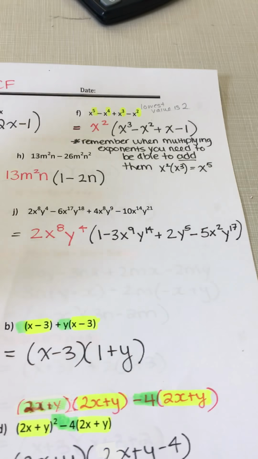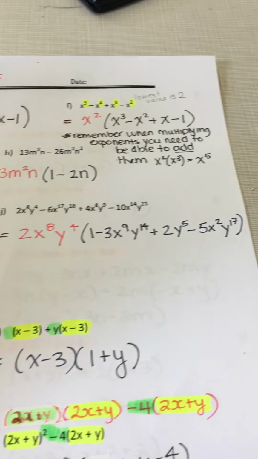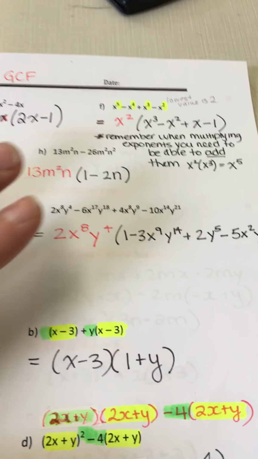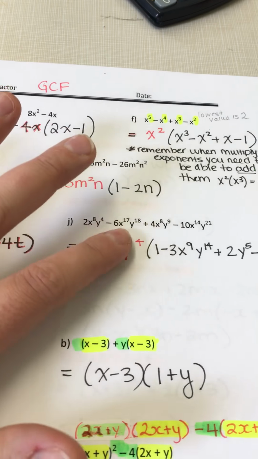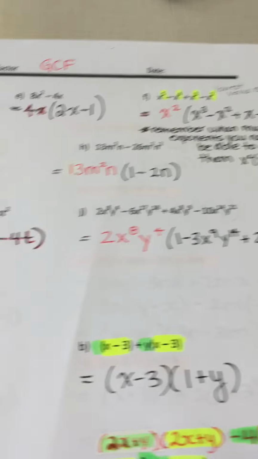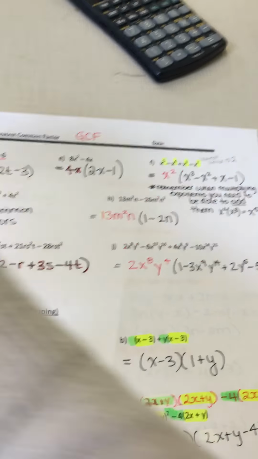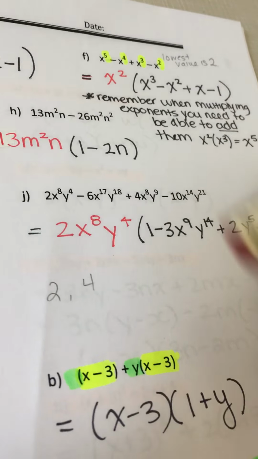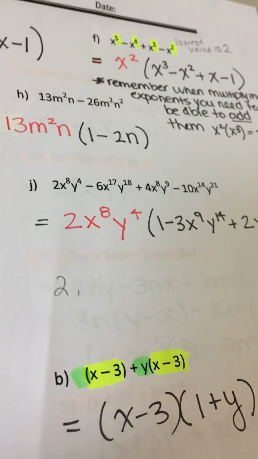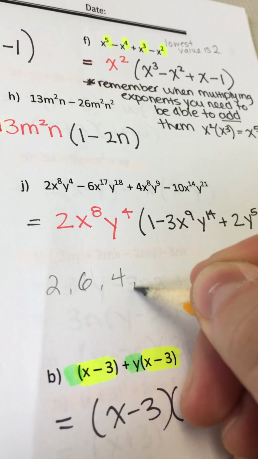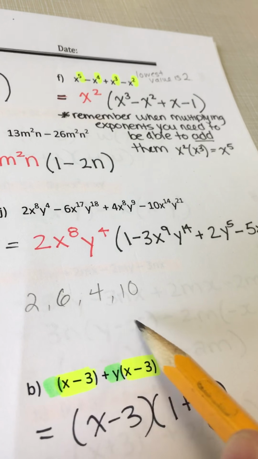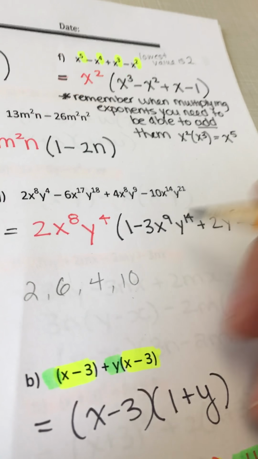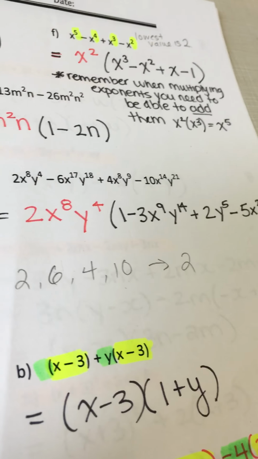So don't get overwhelmed when you see a bunch of numbers and a bunch of letters. You just take it piece by piece. The first thing you're going to do is look at all your numbers first. Your numbers are 6, 4, and 10. When you look at those numbers, you ask yourself, what do those numbers have in common? Well, they have 2 as the greatest common factor.